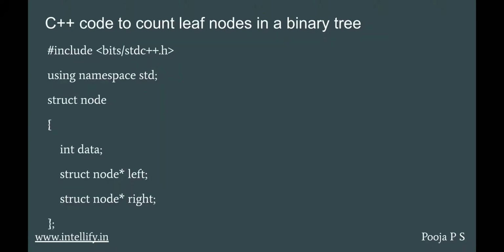Now coming to the C++ code. So this is the code. Here we are creating a binary tree. This is the structure that has the node that stores the data. Here this is the data field that stores the data, and a pointer to the left child and a pointer to the right child we are creating here.